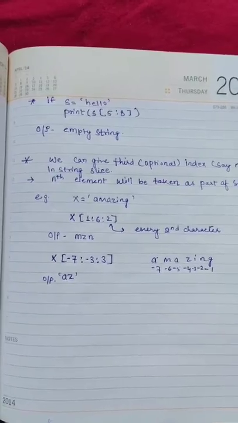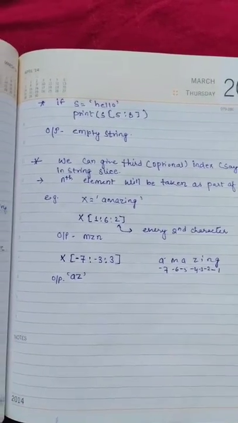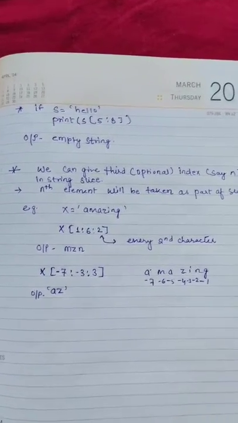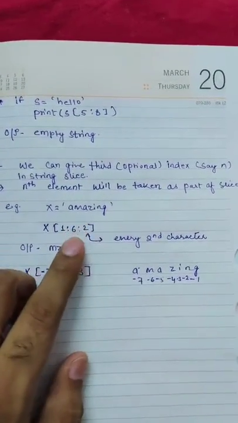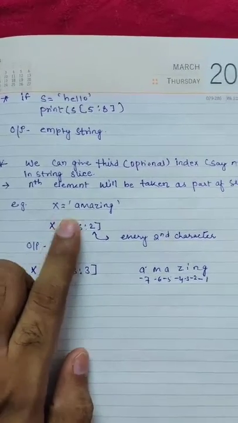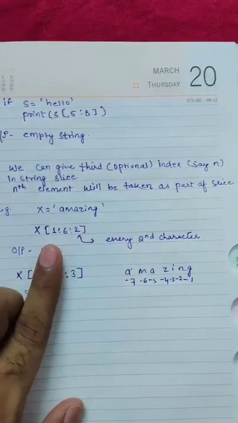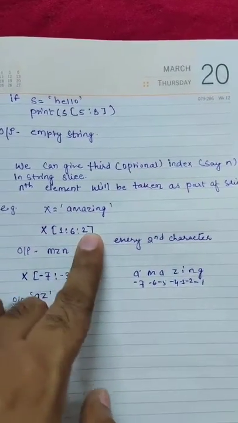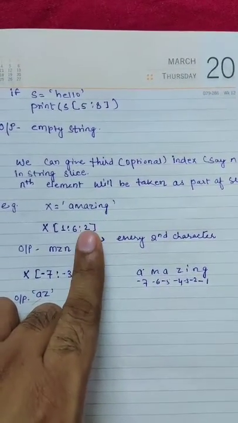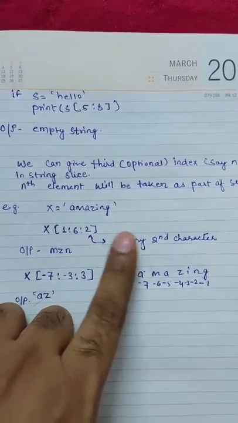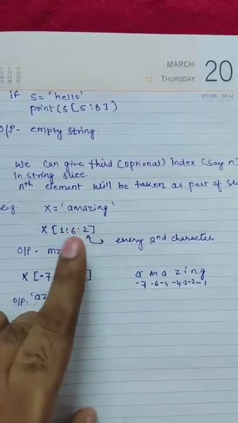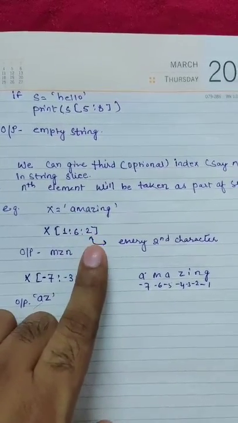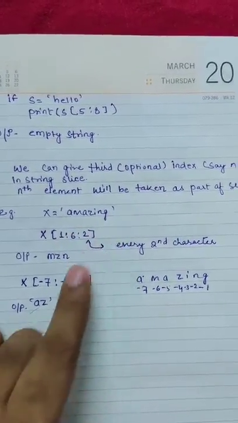We can give a third optional index, say n, in a string. The nth element will be taken as a part of the slice. Suppose x is equal to amazing, this is a string, and this is for the nth character. Whatever value we are going to define, it will take that step.